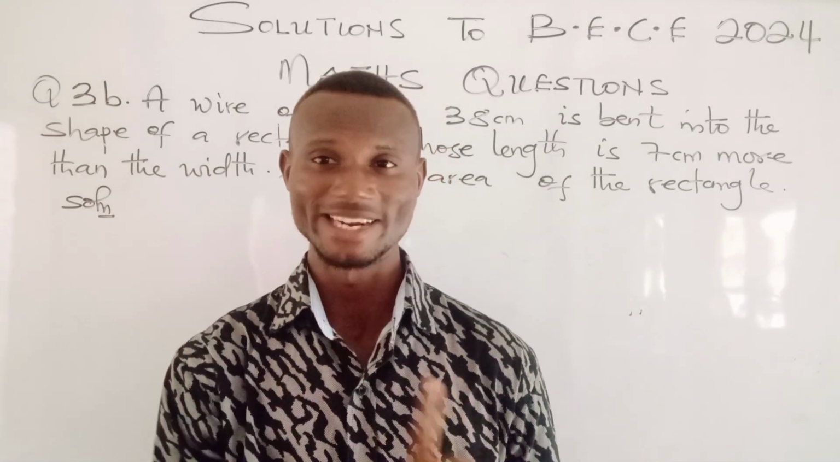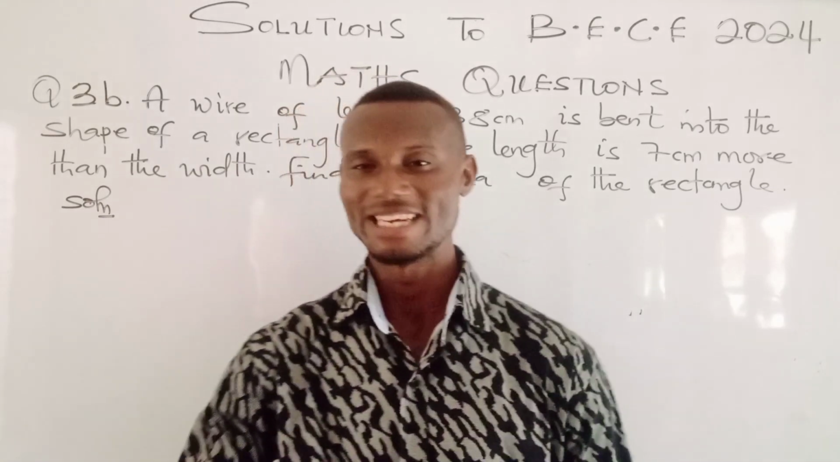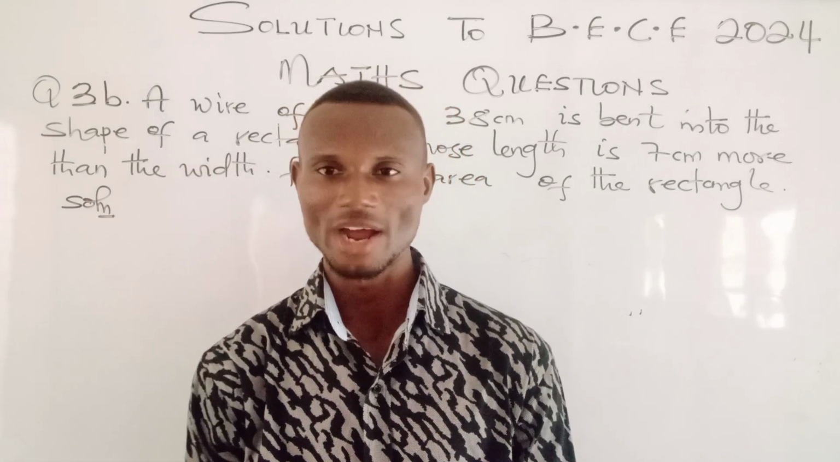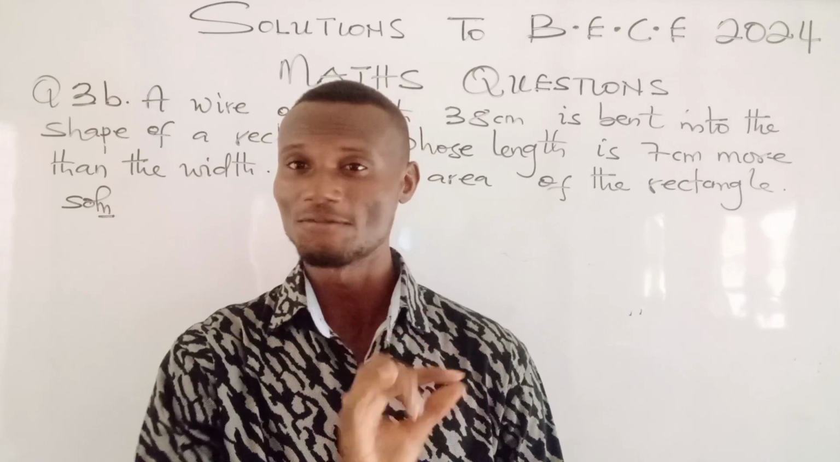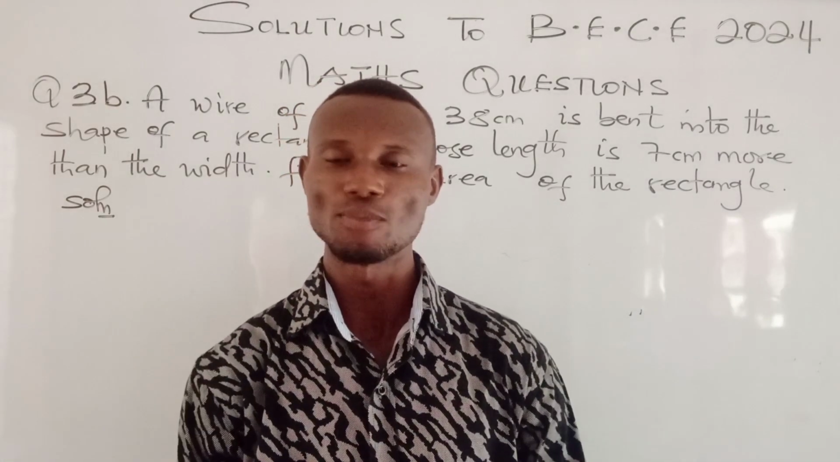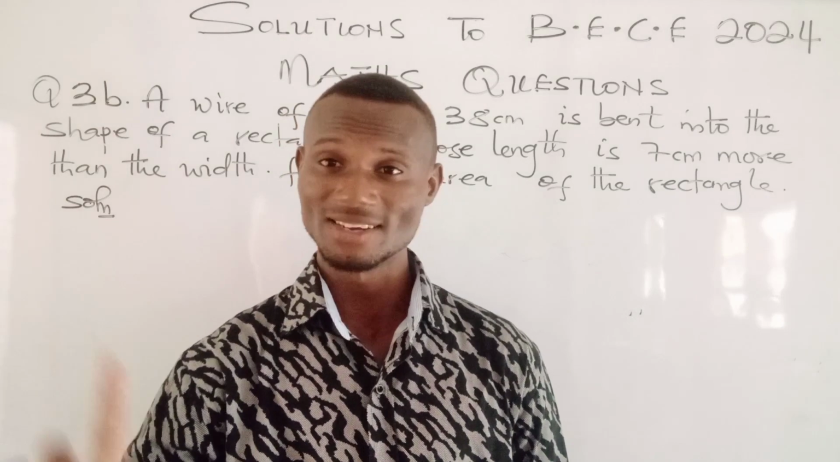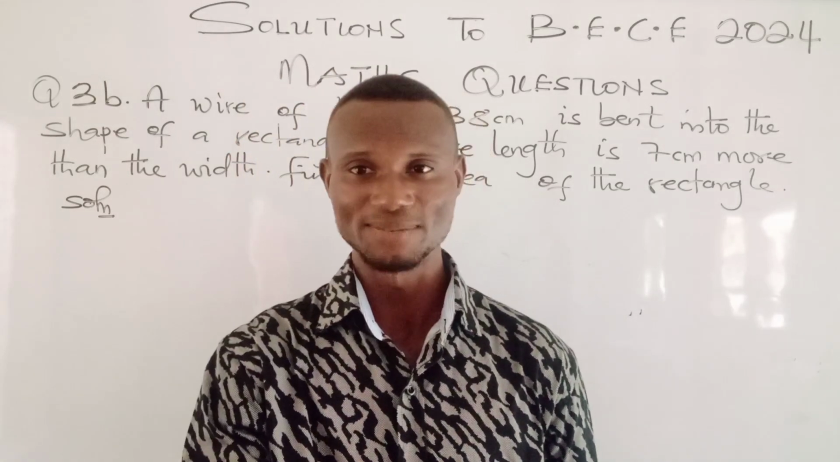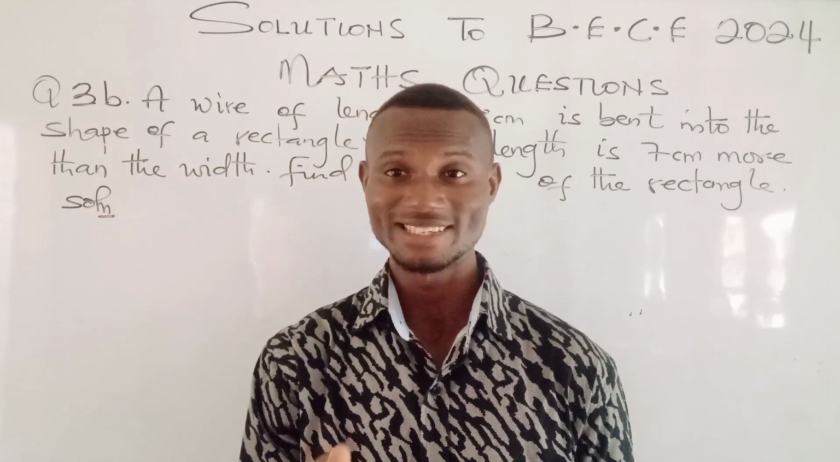I hope the explanation is clear enough, because the perimeter of any plane figure is the distance around it, and it is the wire of length 38 centimeters which has been bent into the shape of the rectangle, which tells us that the perimeter of the rectangle is 38 centimeters. Please, I hope you understand up to this point.